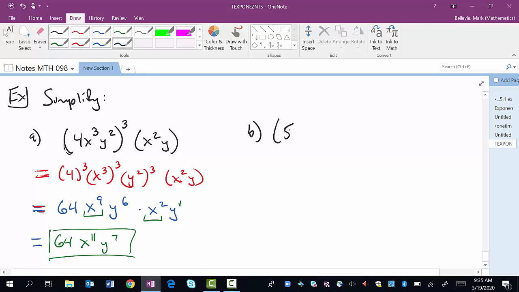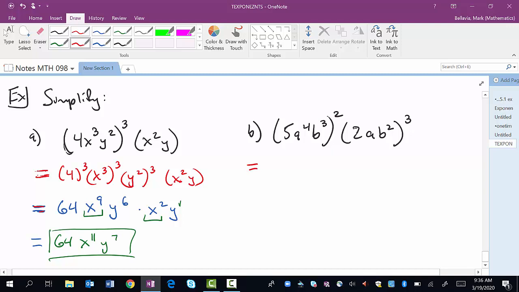Suppose I had 5a to the 4th, b to the 3rd, all raised to the 2nd power, times 2a, b to the 2nd, raised to the 3rd. These are very similar to the previous ones, except now both of these are raised to a power. So we're going to simplify these individually. I'm going to do this without showing the steps.